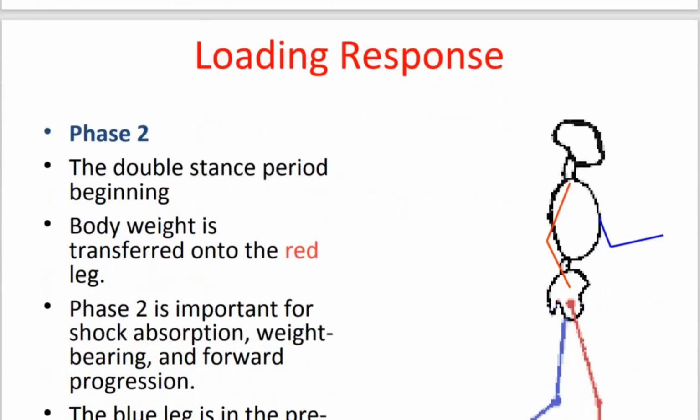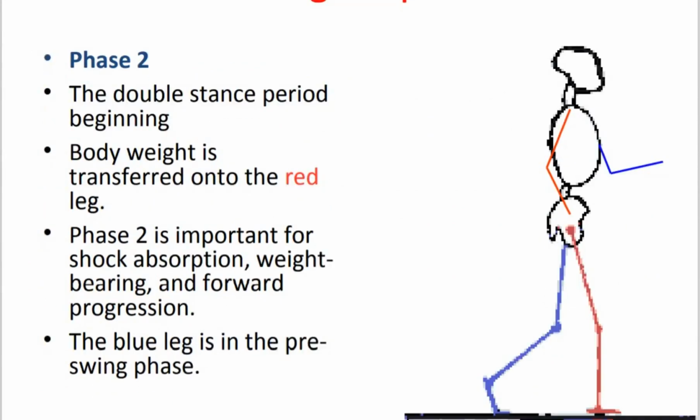Then we will see the loading response. In the loading response there are two phases. This is the second phase. The double stance period is the beginning of this phase. The body weight is transferred to the red leg, as you can see. Phase 2 is important for shock absorption, weight bearing and forward progression of the human body. The blue leg has now moved from the terminal swing to the pre-swing phase.